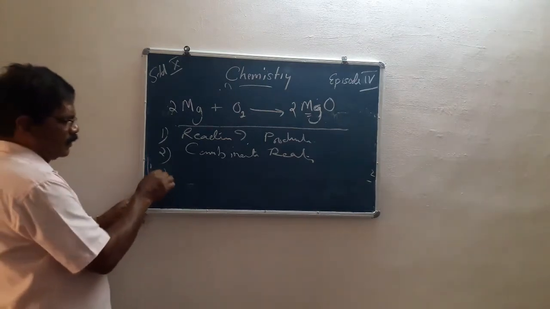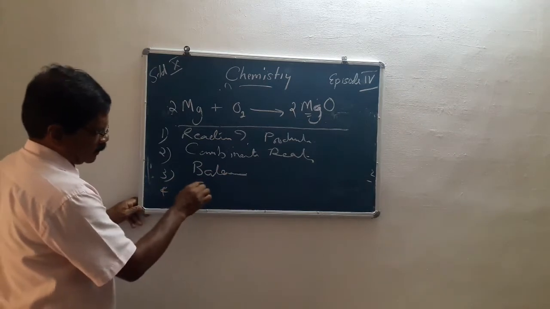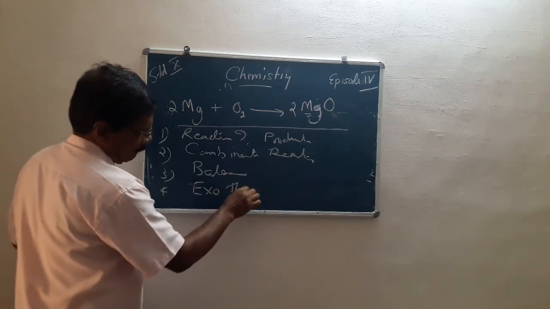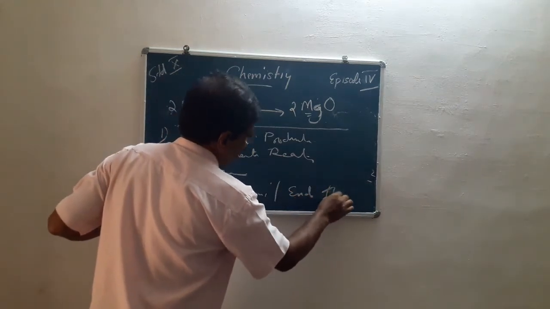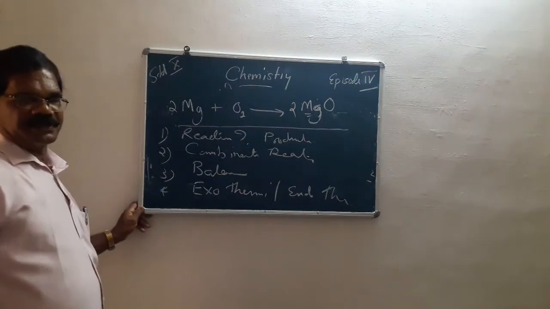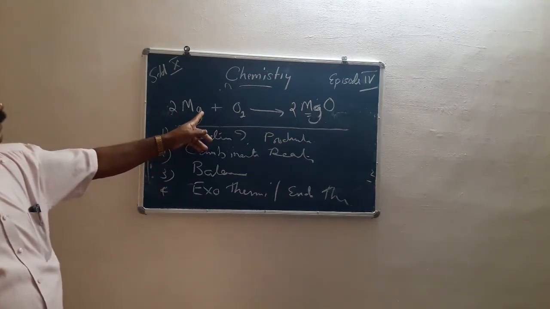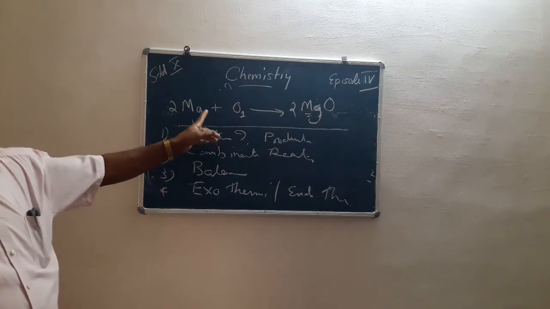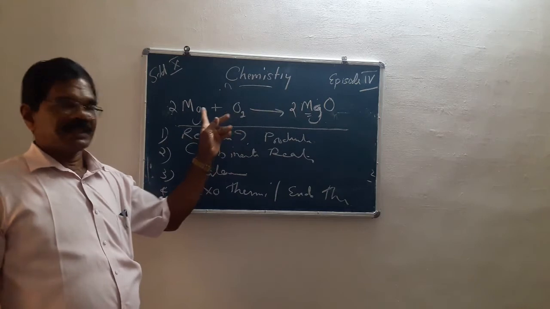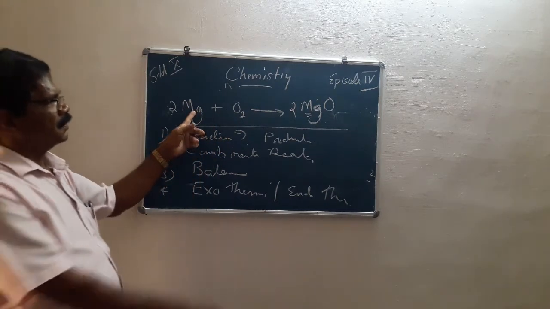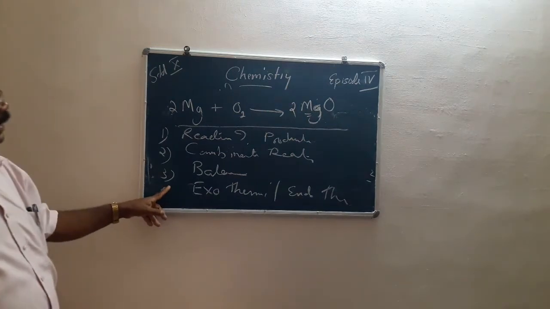Next, balanced equation, next exothermic or endothermic. Next we have to identify whether this is an oxidation reaction or reduction reaction. We have studied that oxidation reaction means gain of oxygen. Here magnesium combines with oxygen to form magnesium oxide. So it is an oxidation reaction.